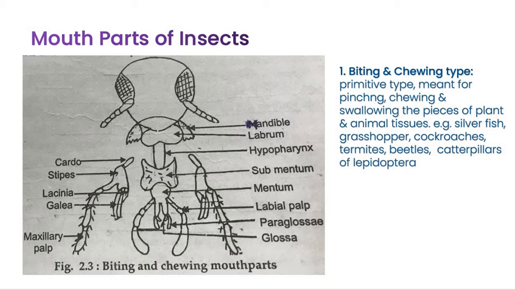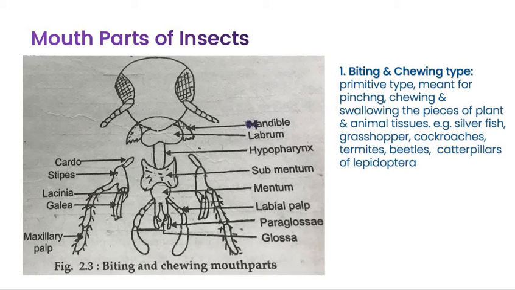The second category, or second group, of mouthparts is adapted for sucking up liquid or fluid material, which includes particularly the bugs and mosquitoes. Mosquitoes feed on blood, and blood is a liquid food.